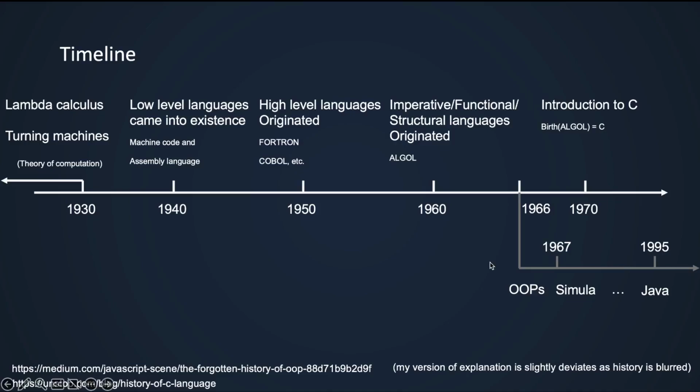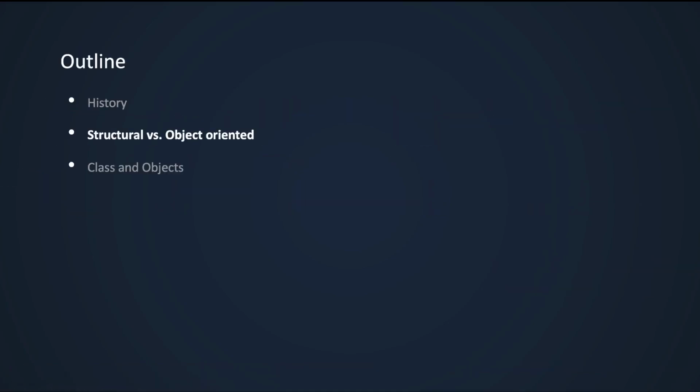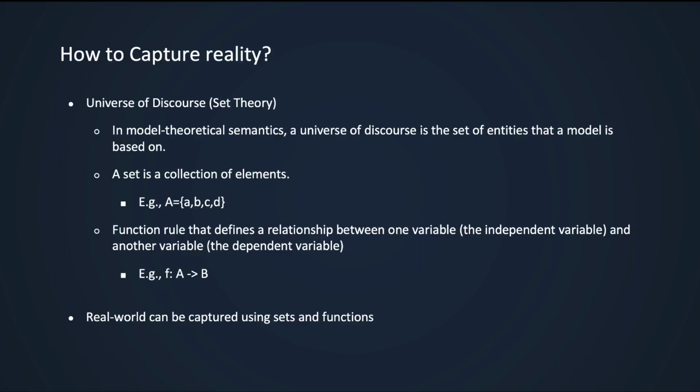Now the key question is, when we had structured languages, why do we need object oriented programming languages? What benefit do they provide over structured programming languages? The main purpose of developing software is to capture a reality, that is, any application that you want to capture. This is called the small world or universe of discourse in set theory.